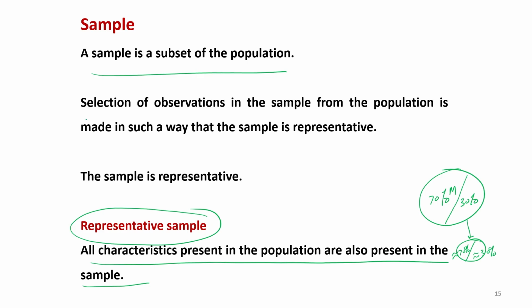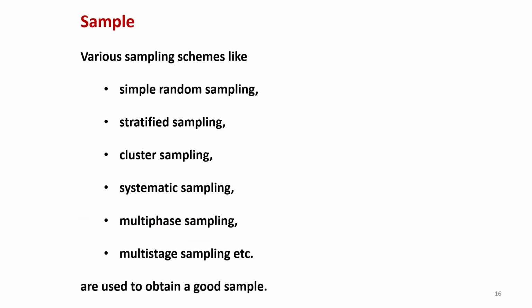So the selection of observations in the sample from the population is always made in such a way that the sample is representative. And we always use the word sample, but whenever we use the word sample, it is indicating that it is a representative sample. So this is what you always have to keep in mind.